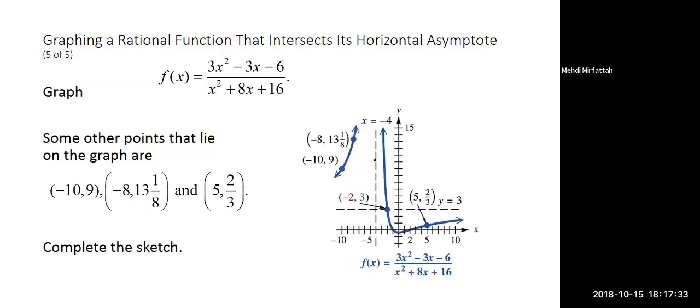So as you can see, the graph gets closer and closer to this asymptote. It does cross the horizontal asymptote, as we calculated, at the exact point (-2, 3). And we can see this graph getting closer and closer to this asymptote. Let's take a look at this one.